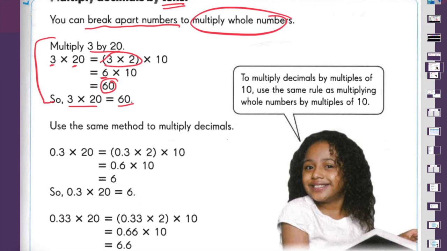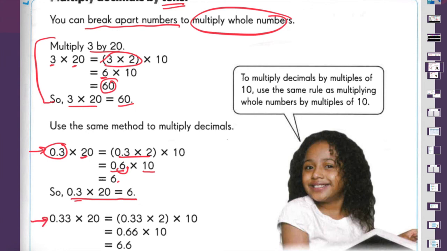Now we can apply that same rule or same pattern when we're multiplying by decimals. So if we look at 3 tenths times 20, we know that 3 tenths times 2 is 6 tenths, and 6 tenths times 10 would give us 60 tenths, and we would regroup those 60 tenths to 6 ones, or the decimal point moves one place to the right, leaving us with 6. So 3 tenths times 20 is 6.